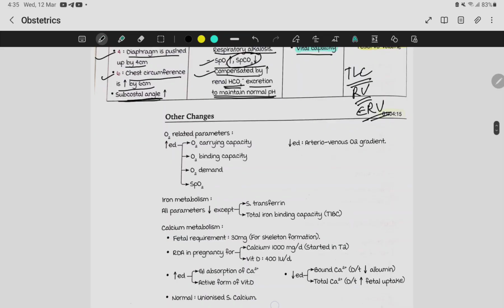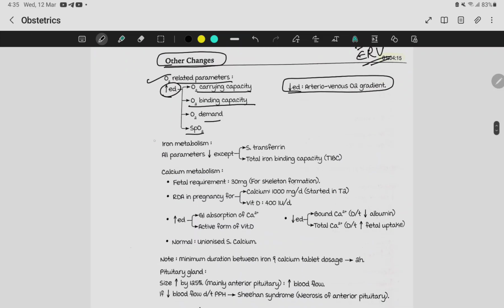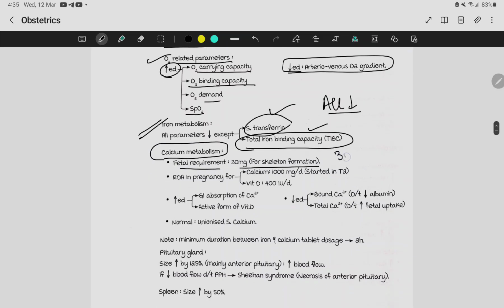Other changes are what? We have oxygen related parameters like increased oxygen carrying capacity, oxygen binding capacity, demand, and PO2. Decreased is the arteriovenous oxygen gradient. Coming to iron metabolism, all the parameters are decreased except serum transferrin increases, TIBC increases. Coming to calcium metabolism, the fetal requirement is 30 milligrams for skeletal formation.